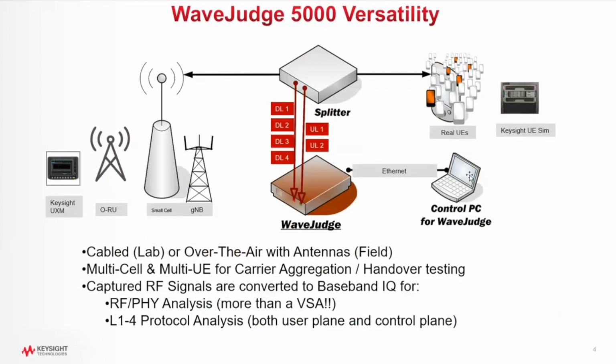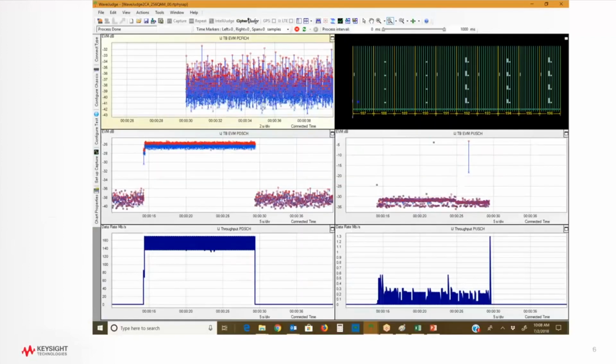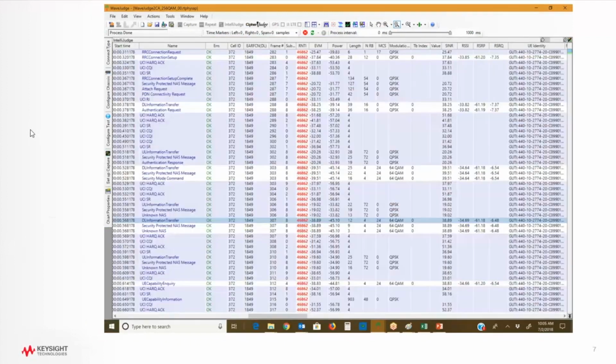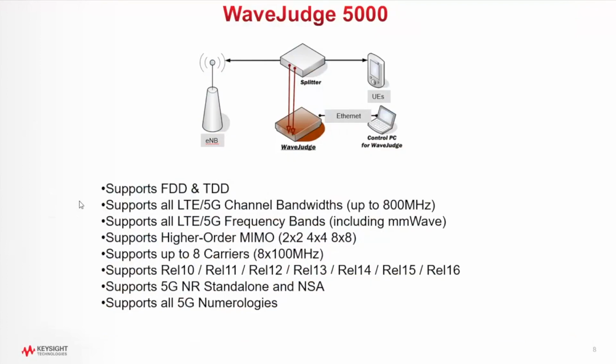So the WaveJudge also supports that as well, where you do the collection, storage, save, and then we can open up those files later without having to use the hardware. We can open them up later and do the analysis windows. So here again, we show more about some of the VSA capability, the protocol capability, full protocol stack. We show layer 1, 2, 3, 4, and the support capability of the WaveJudge, as I mentioned earlier, is full 3GPP for both 4G and 5G.